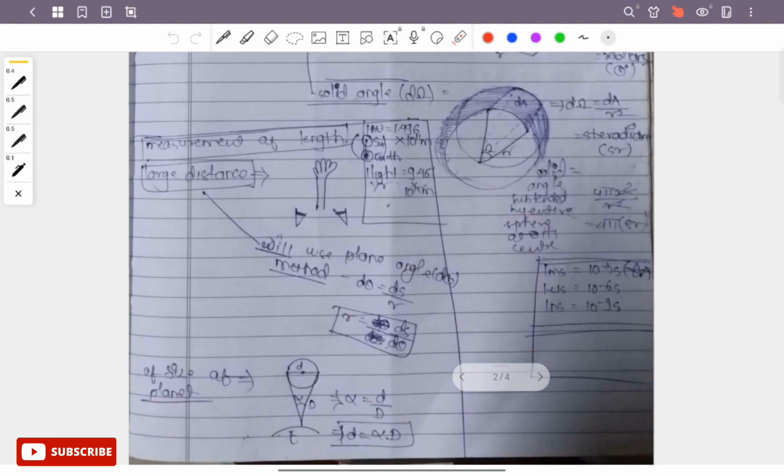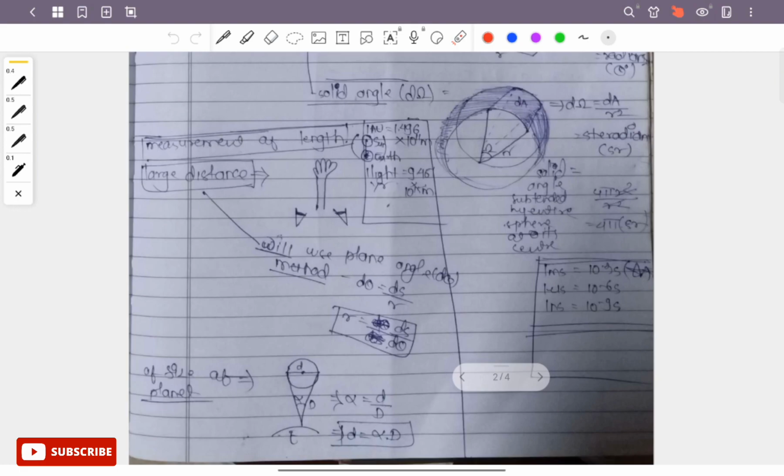So for the larger distance we use that same formula, dθ = ds/r. And if we want to measure the distance between the two things, we can arrange it as r = ds/dθ. That's how we can measure the larger distance. Next is how we can measure the size of the planet. We use the same formula, dθ = ds/r.